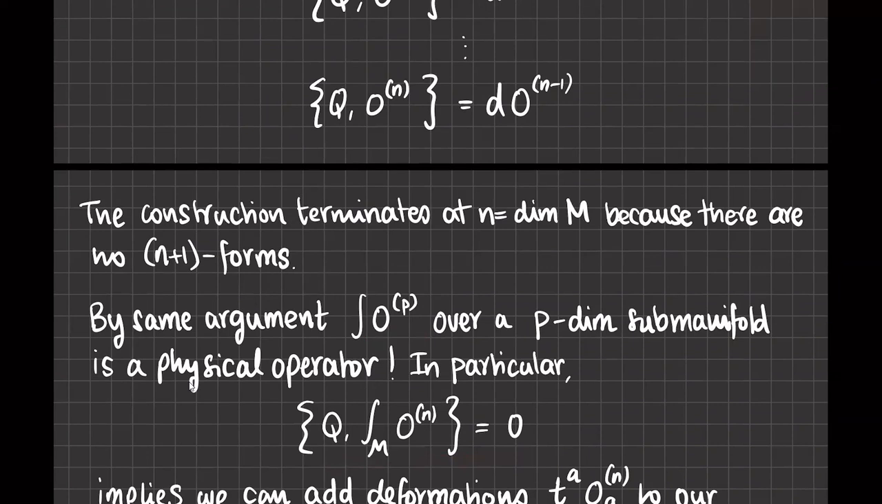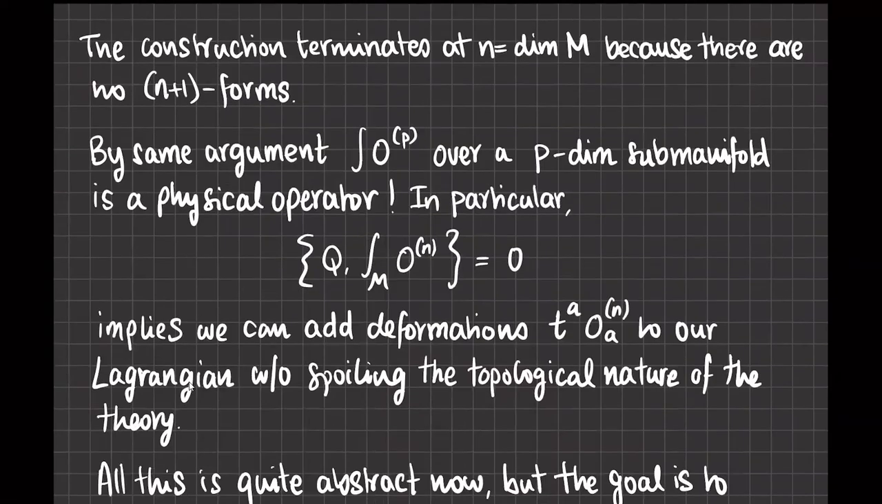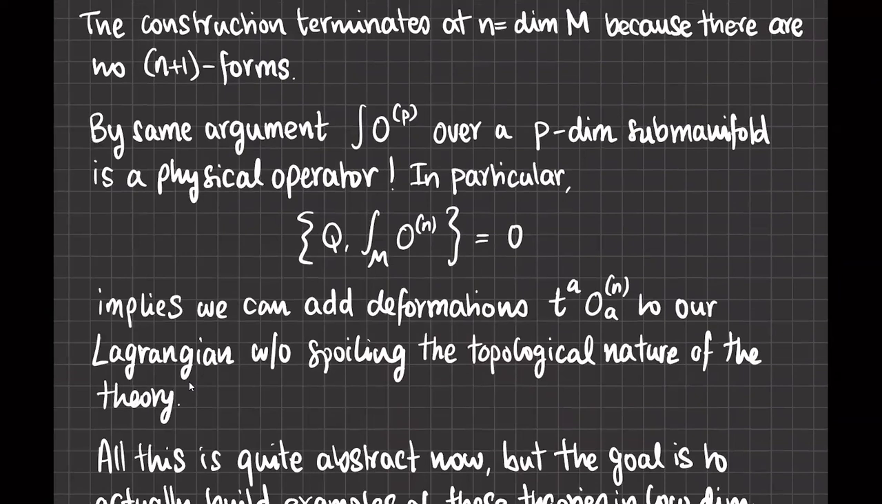Okay. Now the interesting thing, the reason this is kind of an interesting thing to do, is that in particular here, I've written this out for the top form, the O_N. And the reason this is a cool thing to do is because the top form is integrated on the whole manifold. It's not a submanifold or anything. We're integrating it on the whole manifold. What that means is we can add deformations, let's say t_alpha O_N alpha, to our Lagrangian without spoiling the topological nature of the theory.